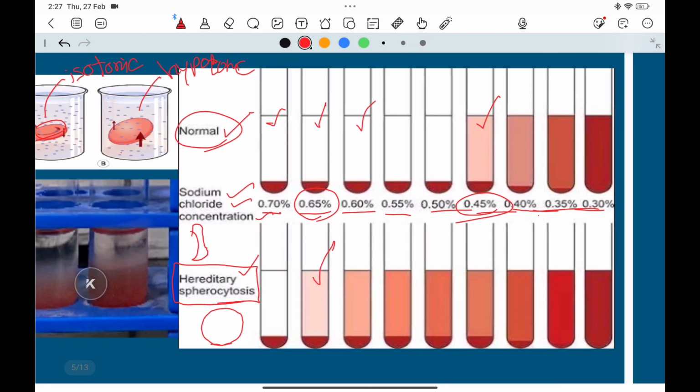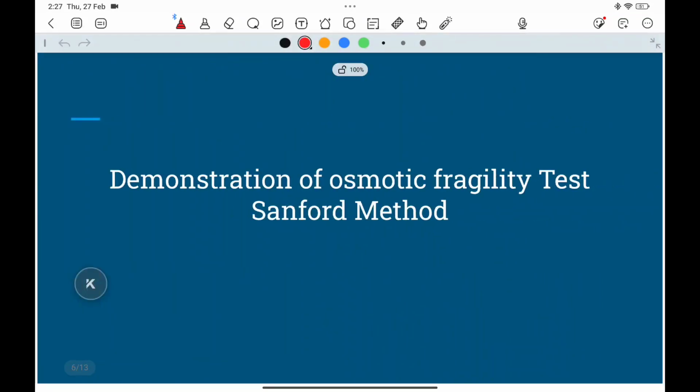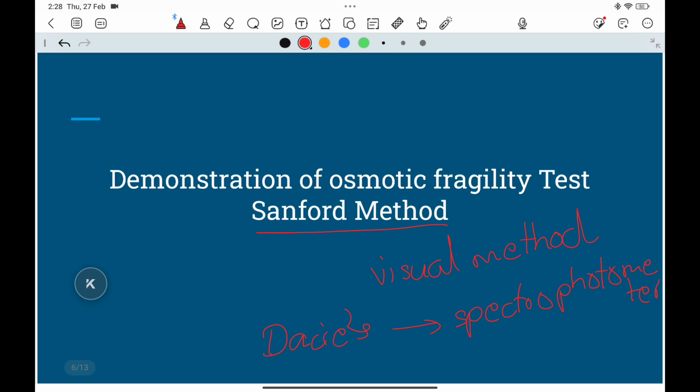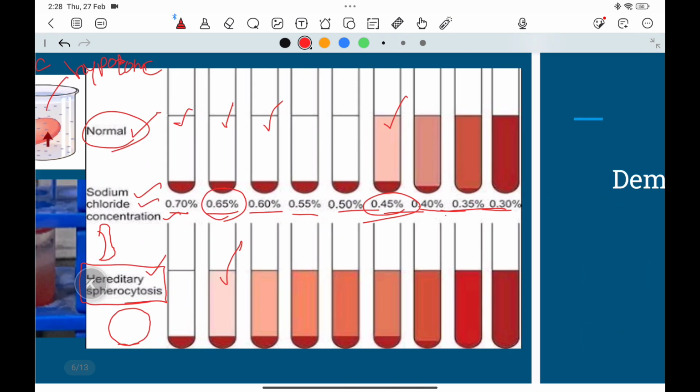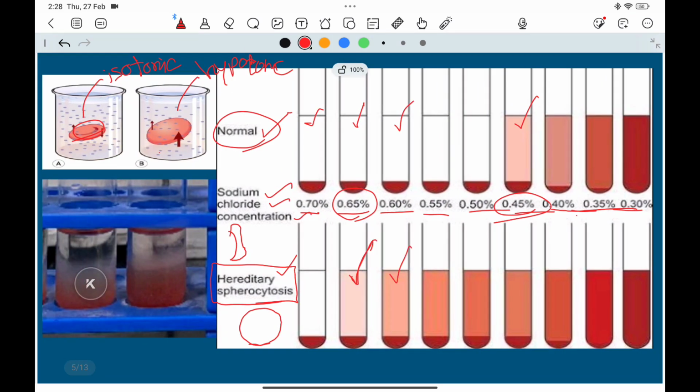So this is the theory part of the osmotic fragility test. I will be demonstrating this osmotic fragility test using the Sanford method. I use this method because it is just a visual method. And we have another method called the Dacie method. In the Dacie method, we use the spectrophotometer to see the color changes. But here, we will use the naked eye to see the pink tinge of the cells. Here, you can see the pink tinge of the color. It indicates hemolysis.